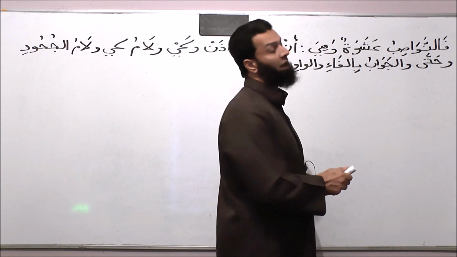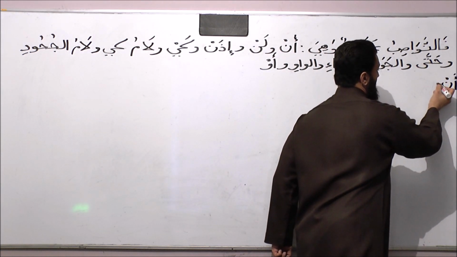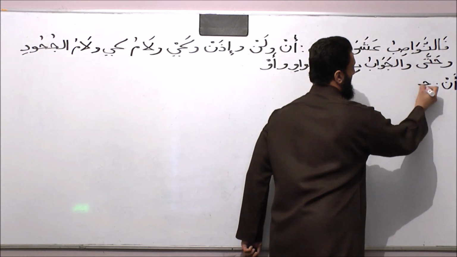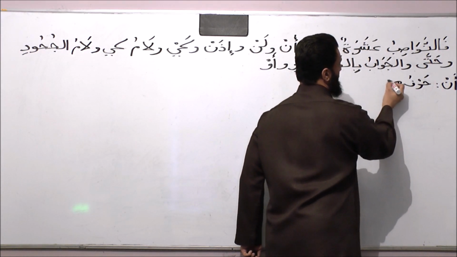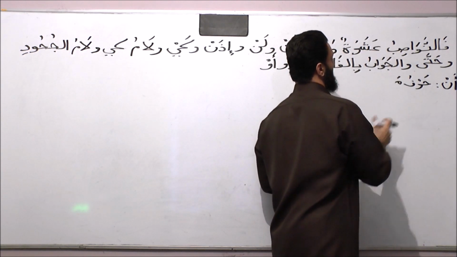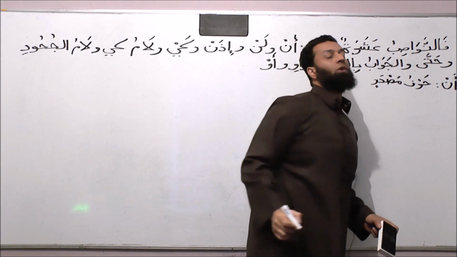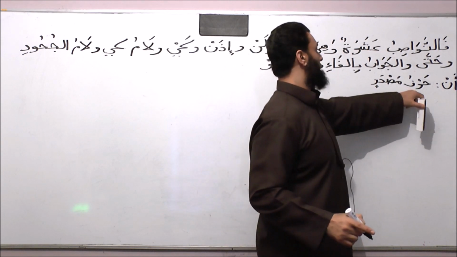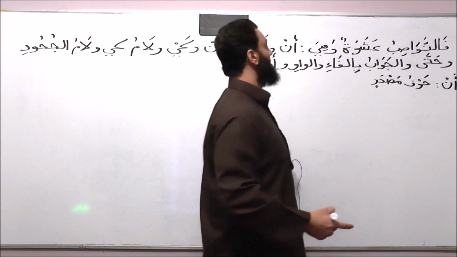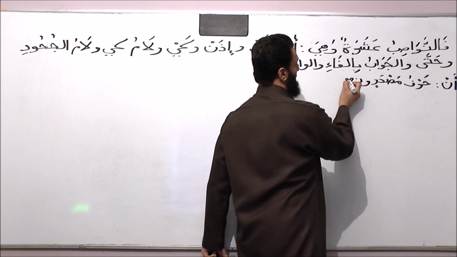Now, the first point we want to mention about an, I will write it here, is that it is what we call harfu masdarin. I wrote that incorrectly, and that should be masdarin. Harfu masdarin. And we're going to explain that in a moment. So it's harfu masdarin, and also, as the name suggests, it is harfu nasbin. So it's harfu masdarin wa nasbin.